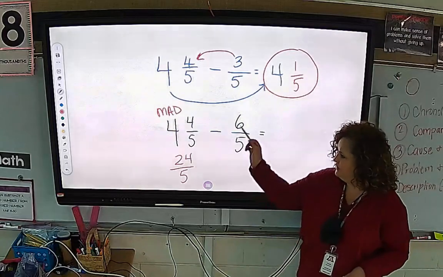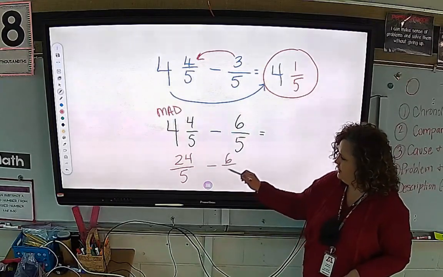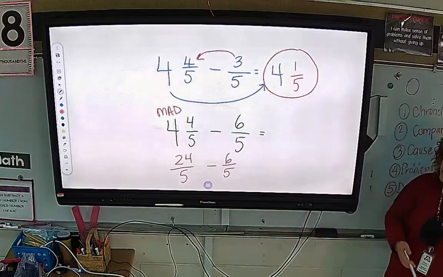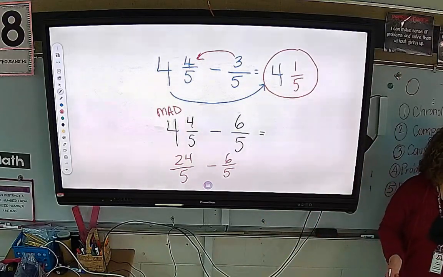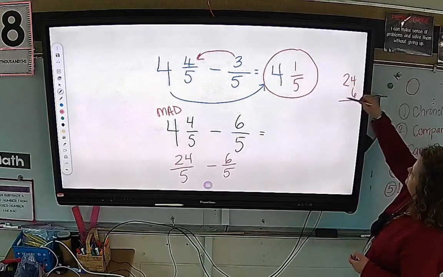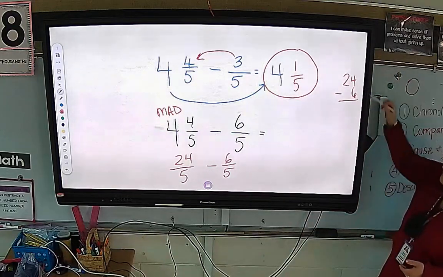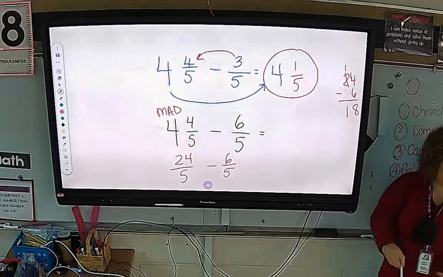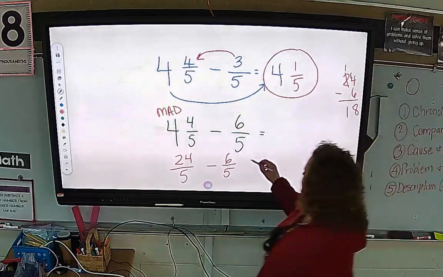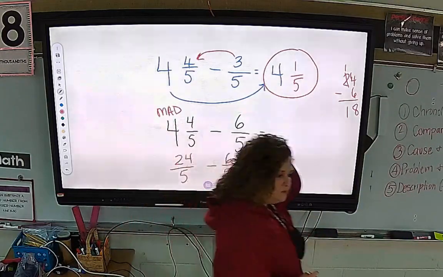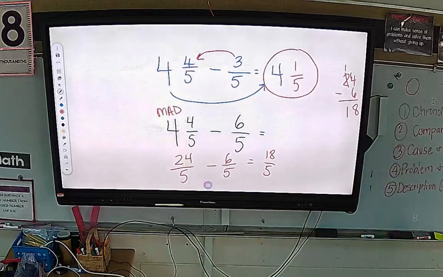So 24/5 minus 6/5. Now I have plenty of fifths, so I can subtract. I just have to take 6 away from 24. Okay? Now if I can't do that in my head, just come over to the side. 24 minus 6. And we got 18. 18/5 is our answer.